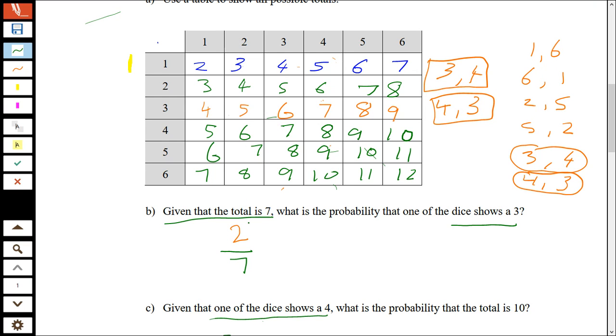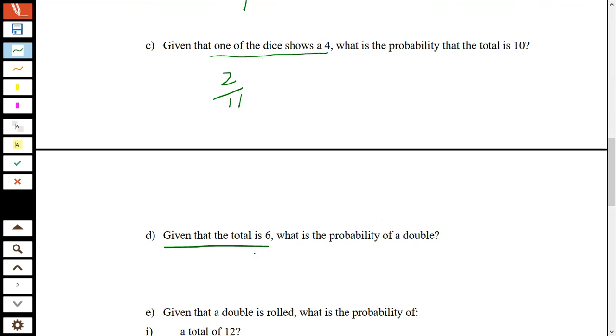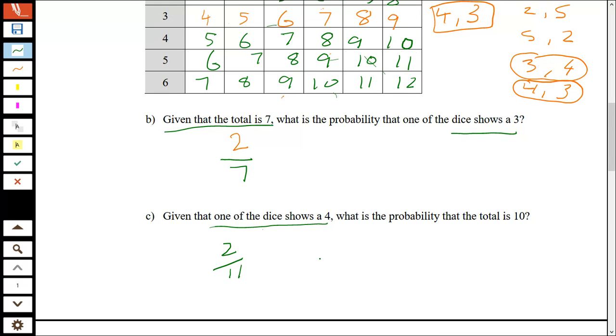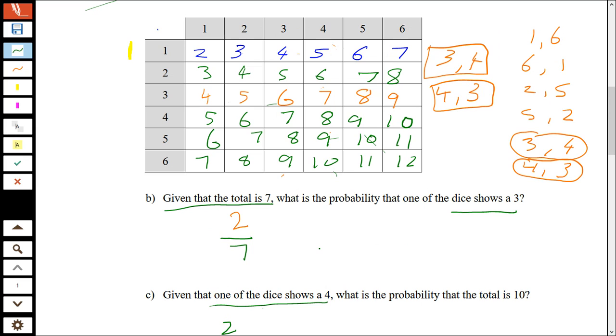All right, so question is, given that the total is 6, what is the probability of a double? So let's find all the 6s where the totals are. Okay, so I'll just highlight those. All right, so here are all the 6s. This one, this one, this one, this one, and this one. So I've highlighted all the 6s.